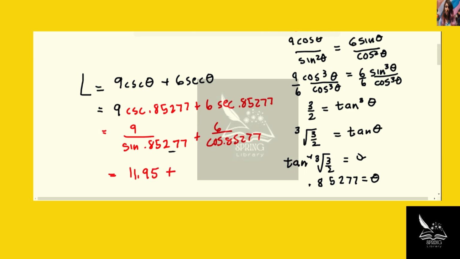11.95 plus 0.85277 cosine, divide by 6, reciprocal. I have to do mine upside down and then do the reciprocal because I'm using the calculator on my phone. Now I'm going to add those together. 21.07 feet is the longest pipe that I can carry around that corner.